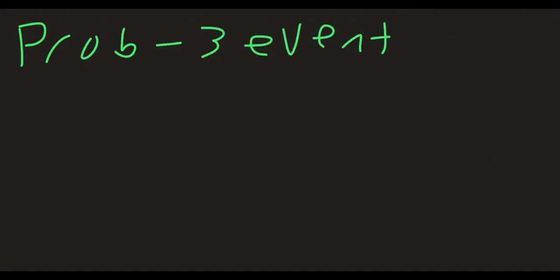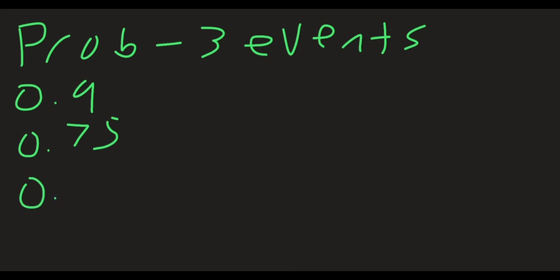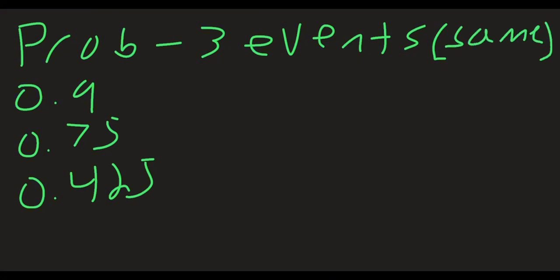Now let's look at an example with multiplication of three or more values. Let's say we were trying to find the probability of three events happening at the same time. The probability of the first event is 0.9. The probability of the second event is 0.75. And the probability of the third event is 0.425. To find the probability of these events happening at the same time, we need to multiply these values together in order to get a final answer.